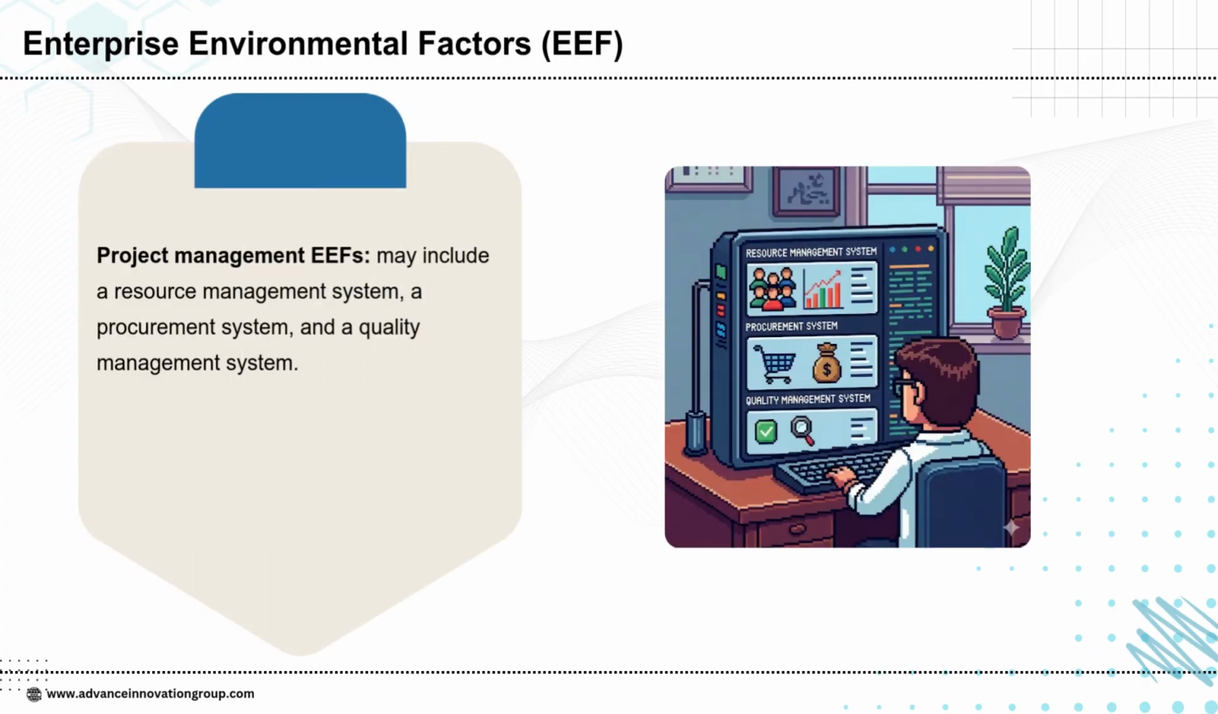Enterprise environmental factors, or EEFs, influence how projects are managed. These factors include systems and tools within an organization that guide project work. For example, a resource management system helps allocate people and materials, a procurement system manages purchasing and vendor interactions, and a quality management system ensures compliance with standards. While project teams cannot directly control EEFs, they play a major role in shaping project processes, efficiency, and outcomes.